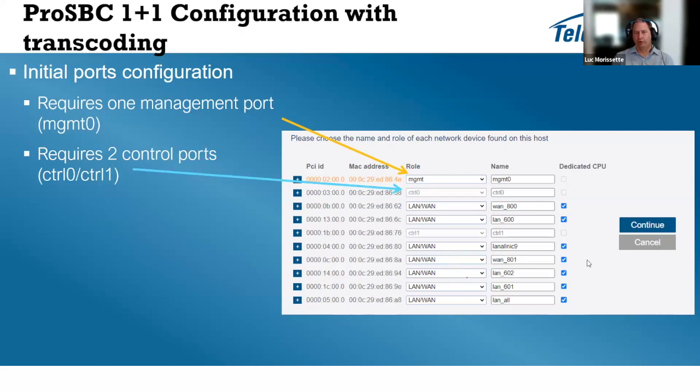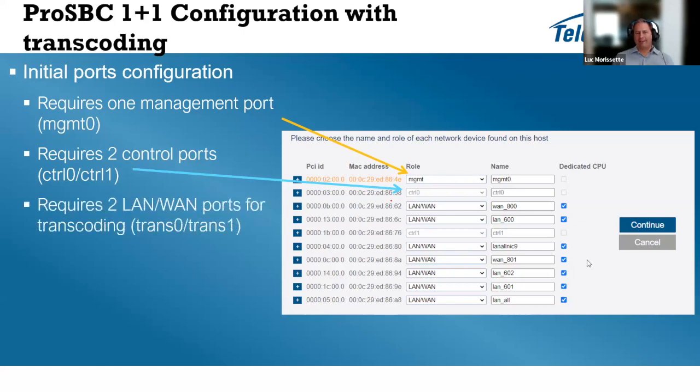When you use 1+1 and when you use transcoding, you need to have two control ports. Here you see that the names are predetermined and cannot be modified. So if you choose control 0, the name will stay control 0. If you choose control 1, the name will stay control 1. So it's attached like this and you can't modify it. But you can still choose which interface you will use for your high availability communication in the system.